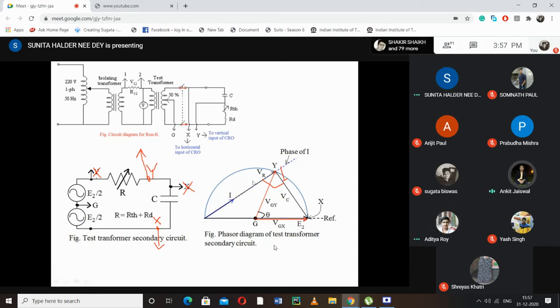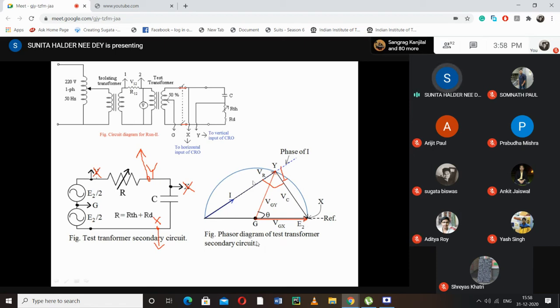Have you understood this? Why it is Y? How I have identified this one Y? Then you say in between VR and VC, this is the Y. So this will be Y. On the end point of VC, it is X. So this point will be X. So this is VGX, this is VGY. Can you identify? Take time and then check.